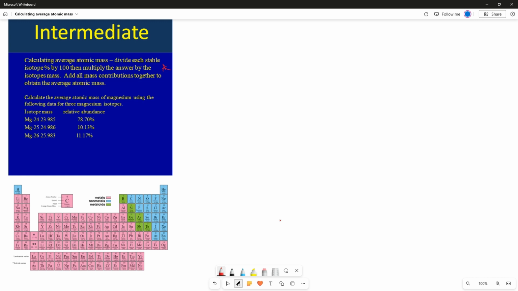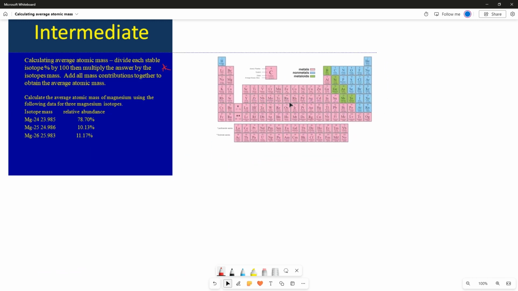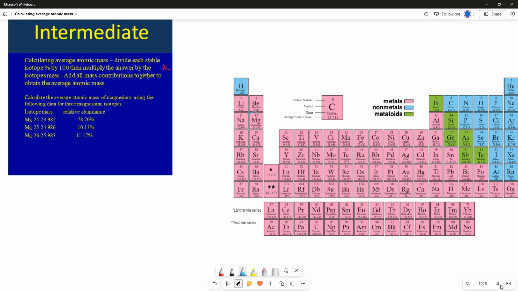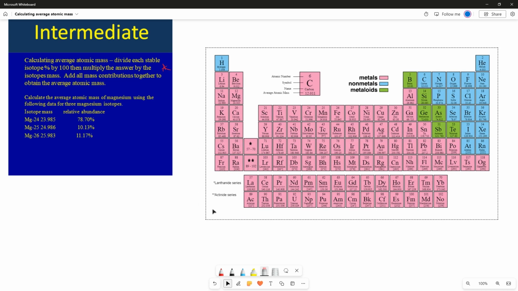So the element we're going to be working with today is magnesium, and if we take a look on the periodic table quickly, magnesium, element number 12, right here, has an average atomic mass of 24.305. So when we do our problem, that is basically the answer that we should get. So how did they come up with that? Well, they looked at all of the isotopes and how much each of the isotopes weighs, and they averaged out their atomic masses based on their percentages. And that's what we're going to do in this problem.